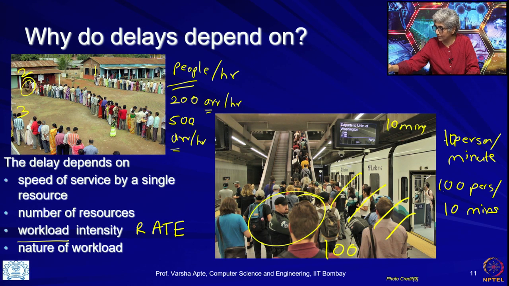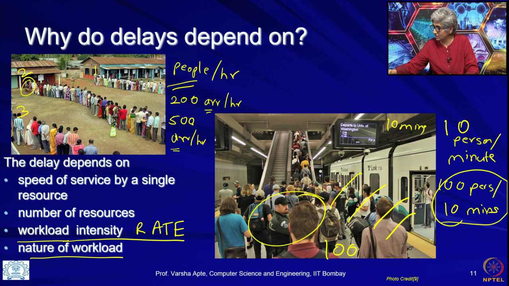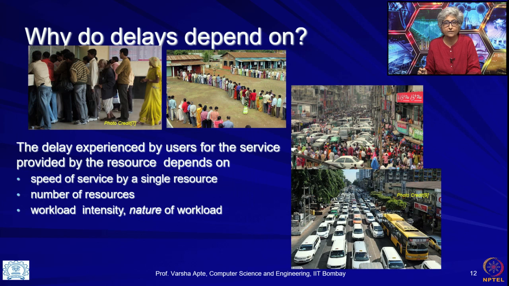If that is the case, then the crowd will form. But if you think of 10 persons per minute coming here, it does not look like there will be much delay. They will be able to go up this escalator pretty fast versus 100 persons every 10 minutes. So in this case, the rate or the workload intensity is actually the same, but the nature is different. And this second thing is called bursty. It means there is a sudden burst of work. Even in this case, for example, if the whole morning nobody came and at 11 a.m. suddenly 1000 people landed up here, then the line will be very long. So the nature of workload is important, and not only the overall rate.